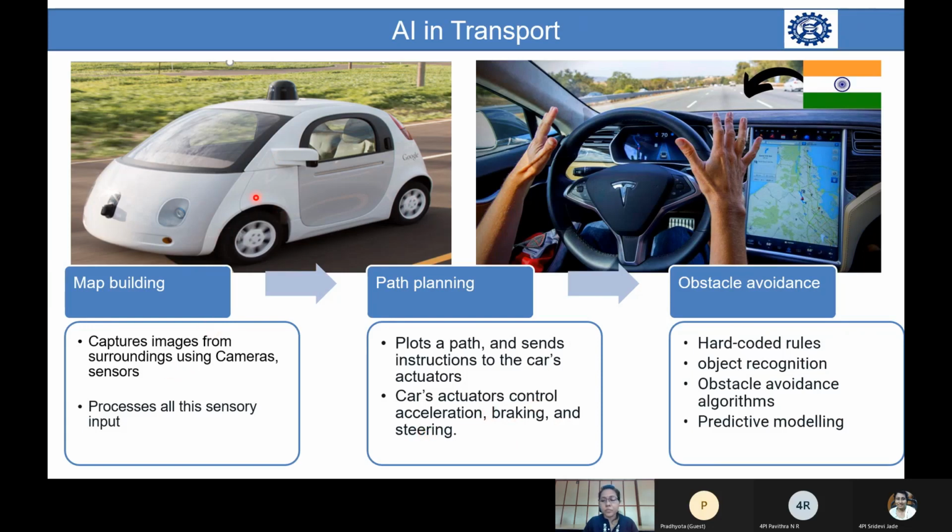After that, the important thing is obstacle avoidance. This is very important. If this algorithm does not work properly, there is a chance that the car may cause an accident. The algorithms involved here are hard-coded rules, object recognition, obstacle avoidance algorithm and predictive algorithm. I'm not going deeper into the algorithm part, but overall I'm giving an overview of how this car works.